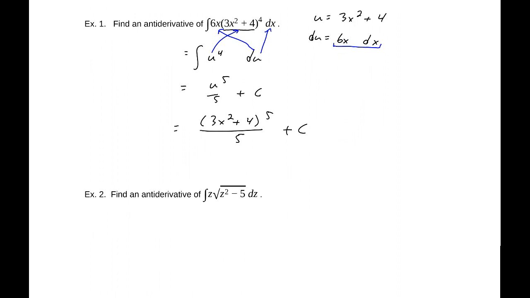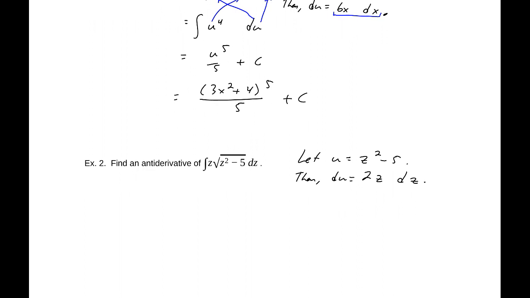Find an antiderivative of the integral of z times the square root of z squared minus 5. My inside function here, my choice of u, is going to be z squared minus 5. Then that means du equals 2z dz. And I do want to write this up clearly so that someone else could follow it. Now, this is not exactly what we want, because what I would like to replace is a z dz, not a 2z dz.